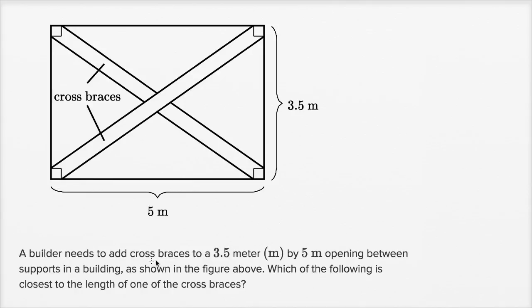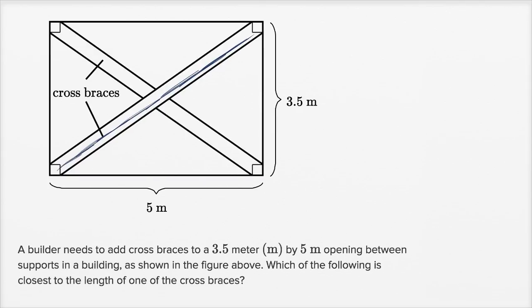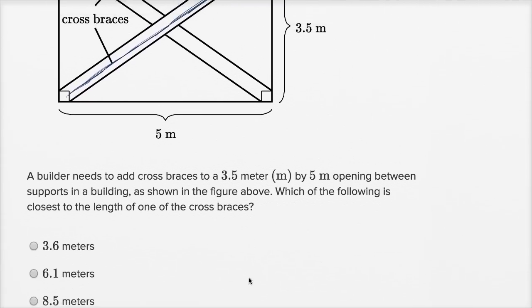A builder needs to add cross braces to a 3.5 meter by 5 meter opening between supports in a building, as shown in the figure above. Okay, so this is 3.5 meters high, 5 meters wide, and then this right over here is a cross brace. So that right over there is a cross brace. There's another one that goes that way. So which of the following is closest to the length of one of the cross braces? And they give us four options here.